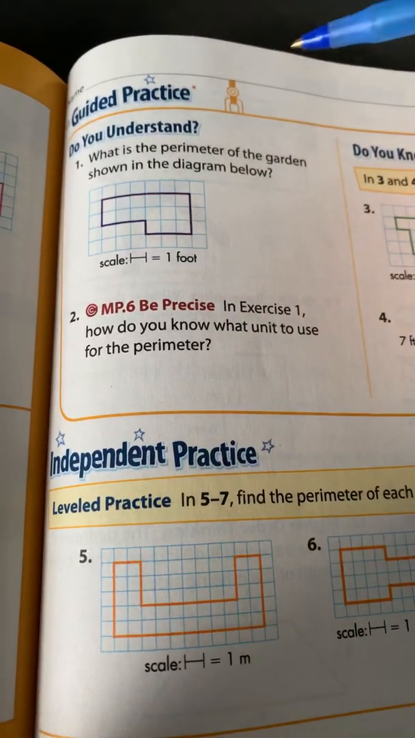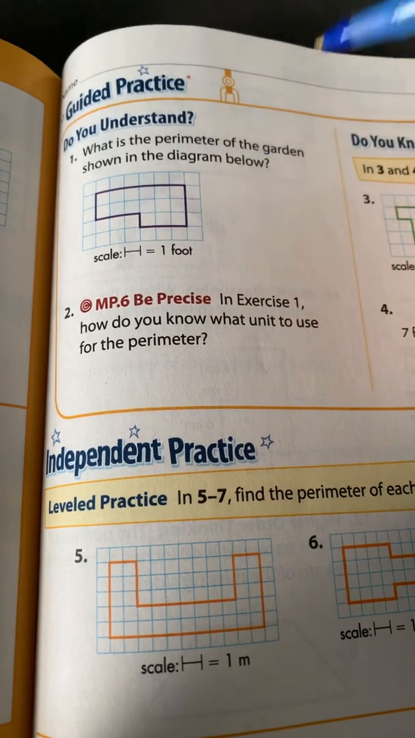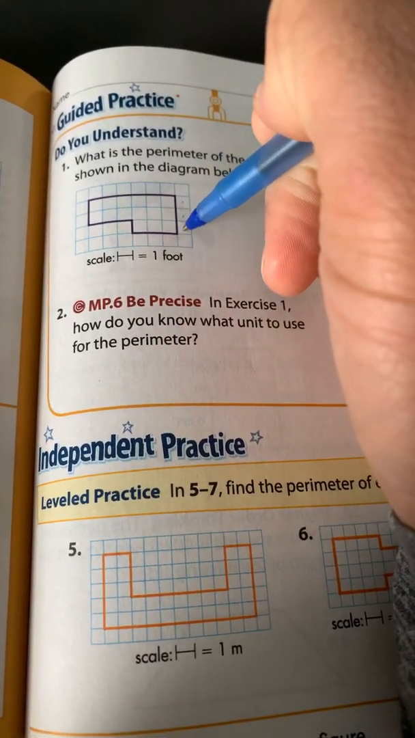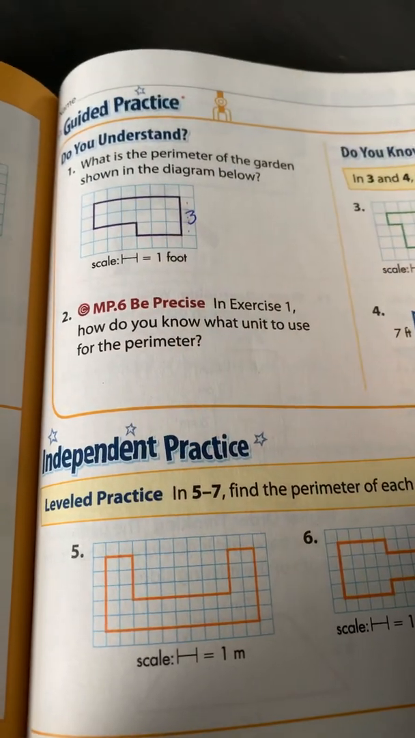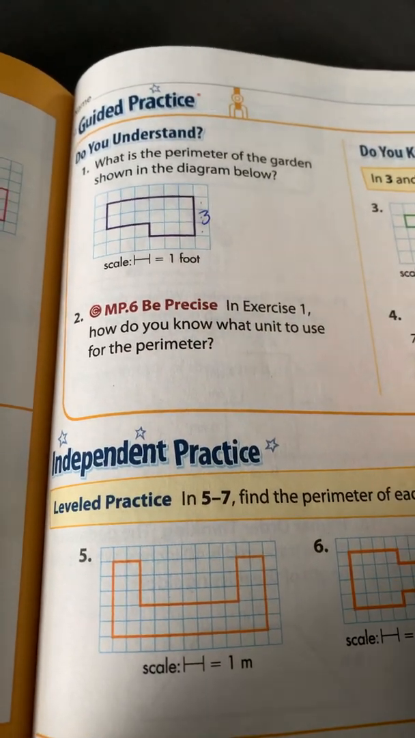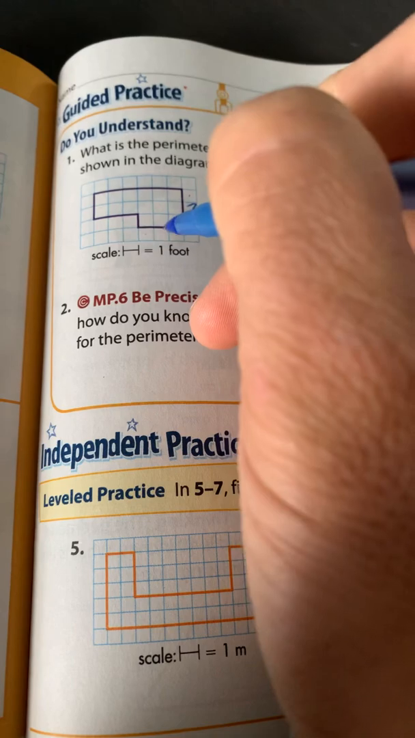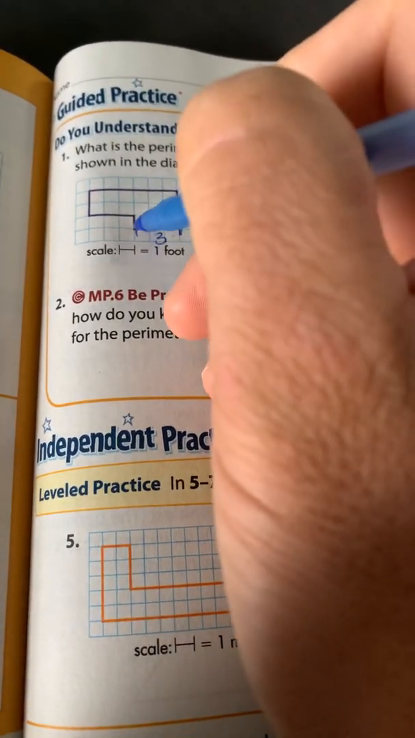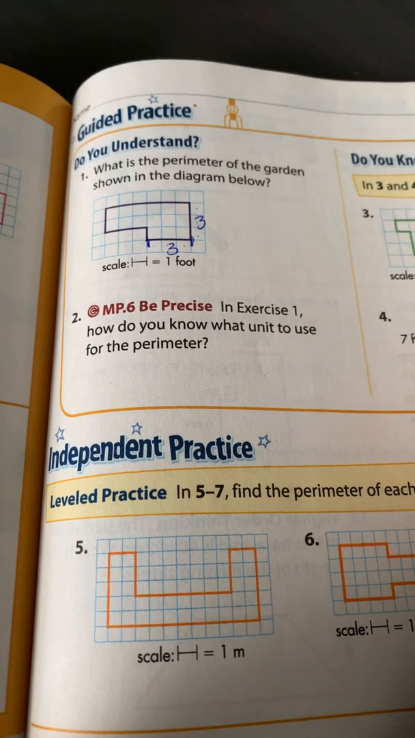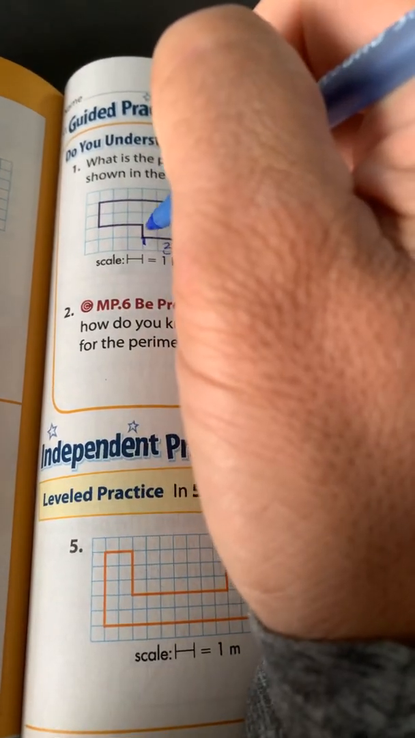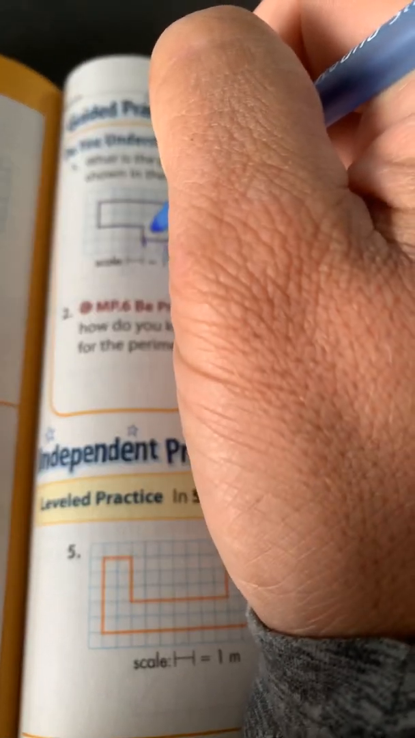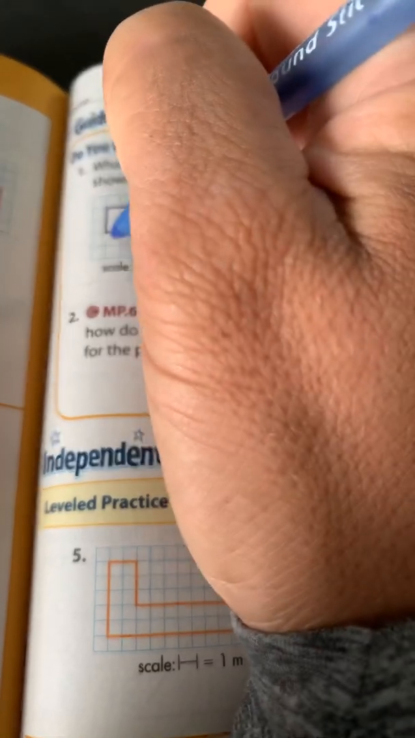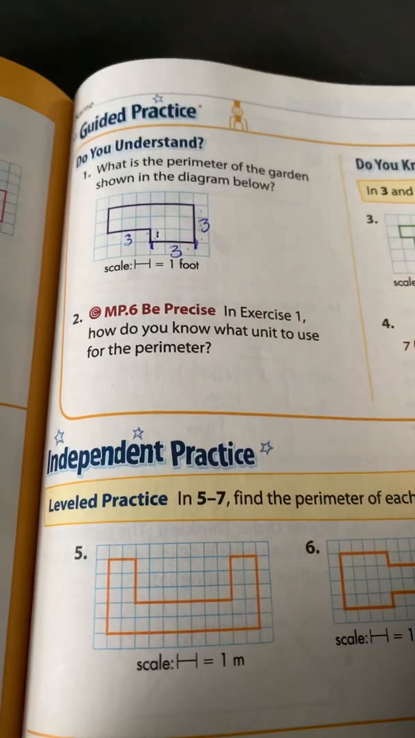Ready to do this one? What is the perimeter of the garden shown in the diagram below? So first things first is let's count. 1, 2, 3. 3 boxes down, so that's 3 feet there. Okay? And then 1, 2, 3. Another 3 feet from here to here. That's 3 feet. And then we have 1 box going down. So one from here to here, that's 1. Right? And then 1, 2, 3 boxes going across.